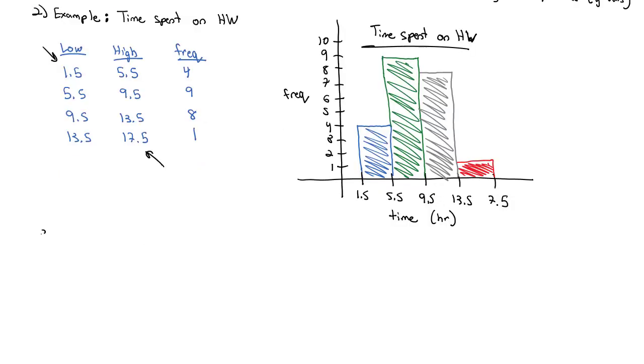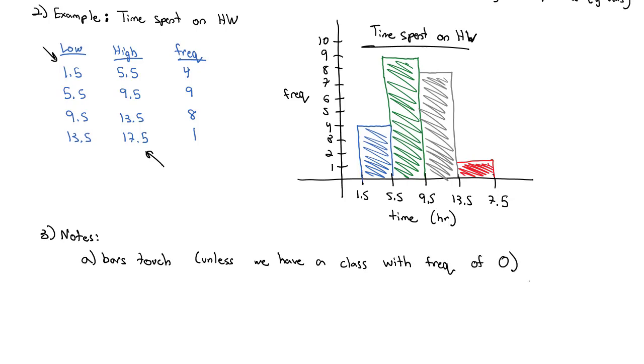A few notes about the histogram graph that we made. First, it's important to note that the bars touch. This is probably the most common error, is students will put a gap between the bars. There is no gap between the bars on a histogram unless we have a class with a frequency of 0. So a space would mean that there's a class in there with a frequency of 0. Doesn't happen very often, so usually the bars are always touching each other on a histogram.